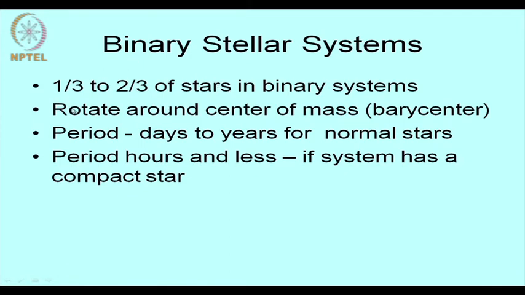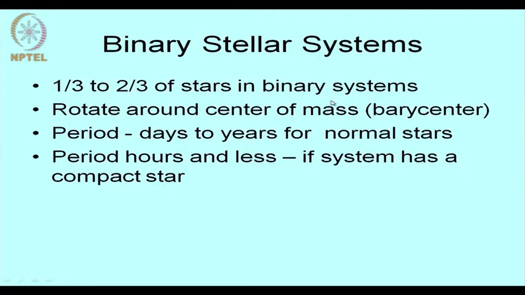Well, it is an observed fact that half to two-thirds of all the stars are in binary systems. So, our solar system, which has only a single star, is more of an exception than a rule. Roughly half to two-thirds of all the stars are found in binary systems.